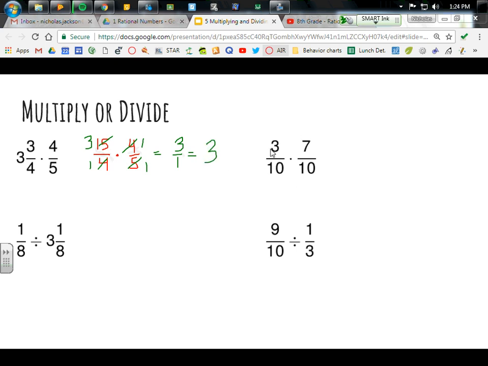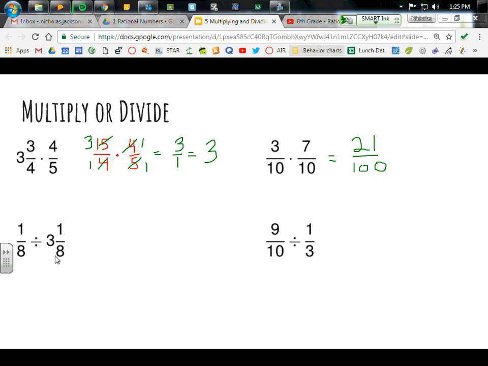All right, over here, 3/10 times 7/10. This one is very straightforward. There's no simplification we can do before we begin, so we just go ahead and multiply. 3 times 7 is 21. 10 times 10 is 100, and that's it. There's no simplification there.